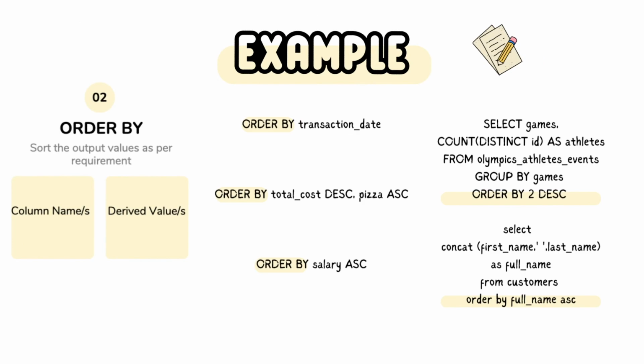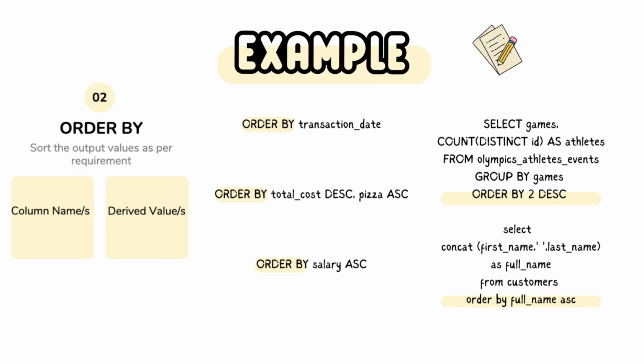You can also have derived values in the order by clause. Since order by clause is one of the last constructs in SQL execution order, it is possible to use derived values in it. The last example shows that we have used a derived value in the order by clause. So let's go through these examples quickly.